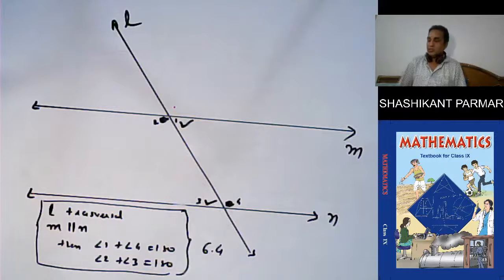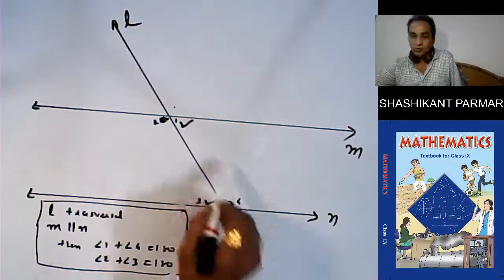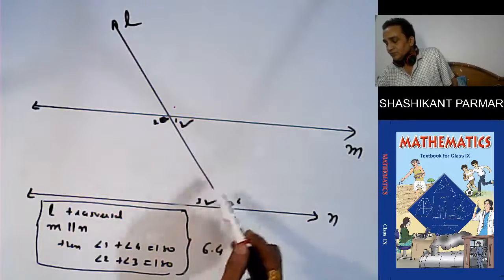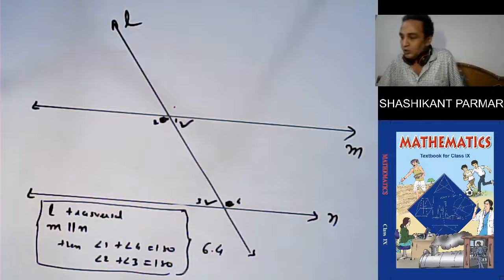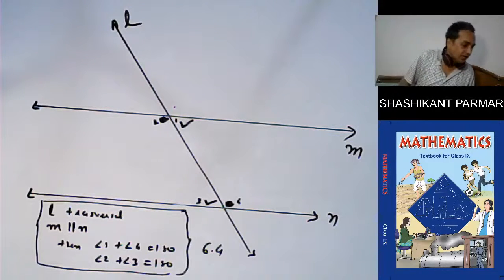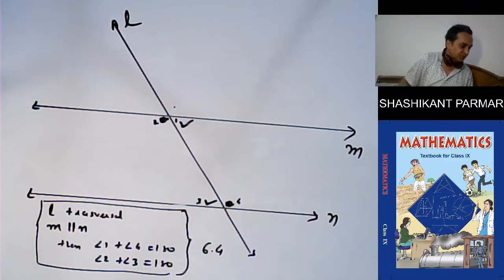This is theorem number 6.4. That means M and N both are parallel lines. L is the transversal of these lines. Then angle 1 and angle 4, that means interior angles on the same side of the transversal.